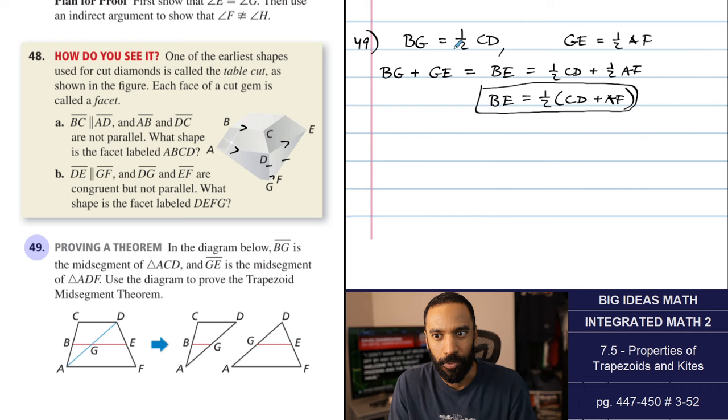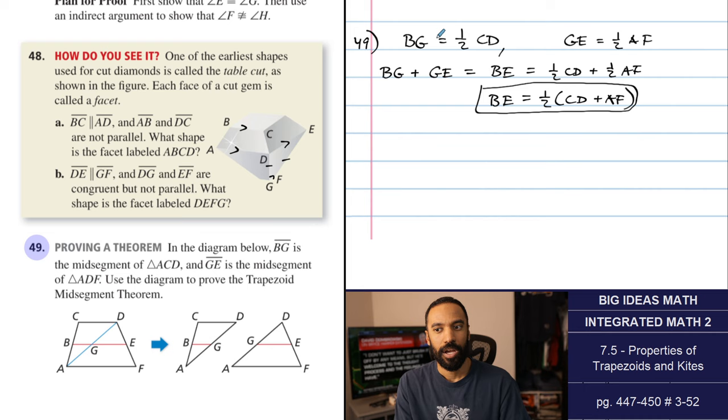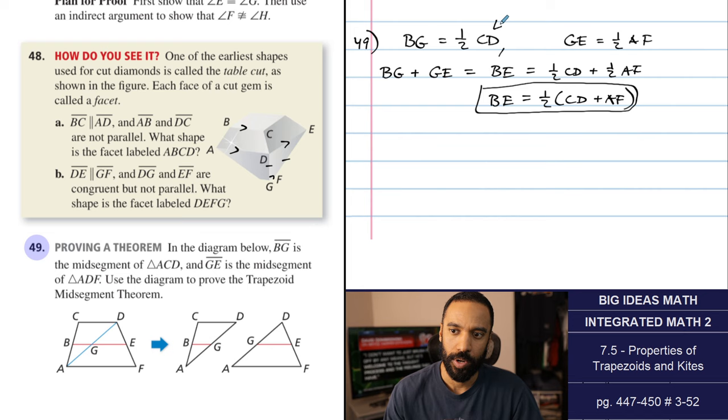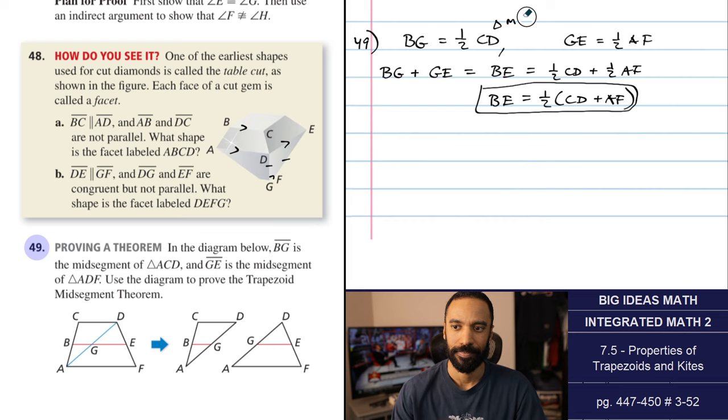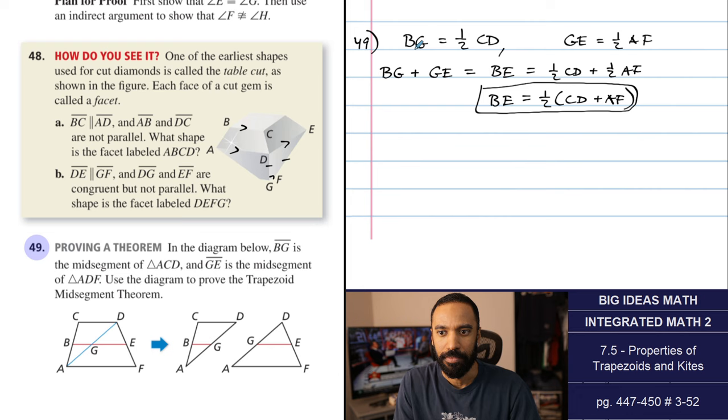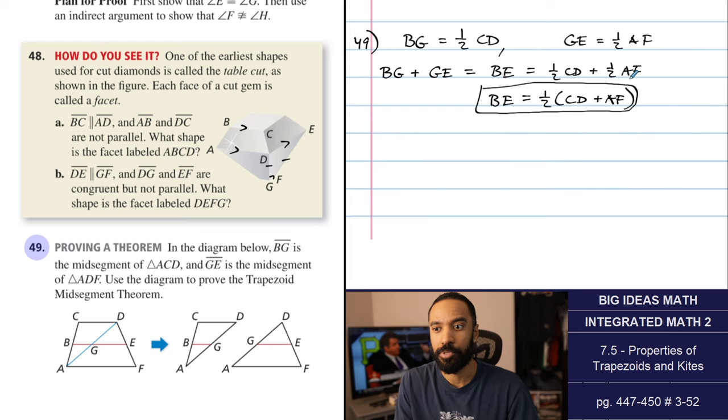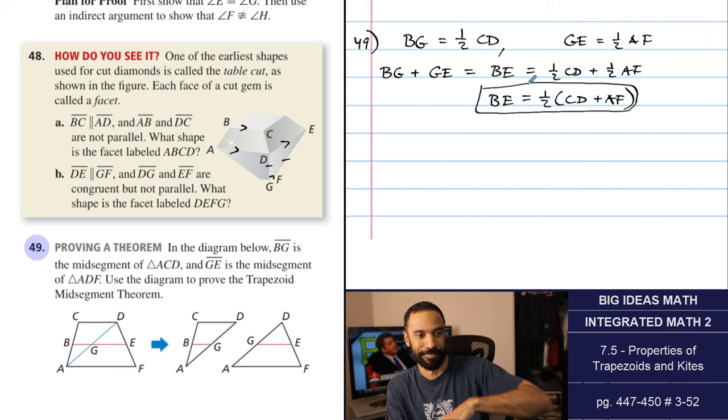Am I required to do a two-column proof? A two-column proof would say triangle mid-segment theorem, and I don't know, I'm not really using the triangle, but triangle mid-segment theorem. Addition property, no, just addition. The segment addition postulate, substitution, and factoring. I think I did it.